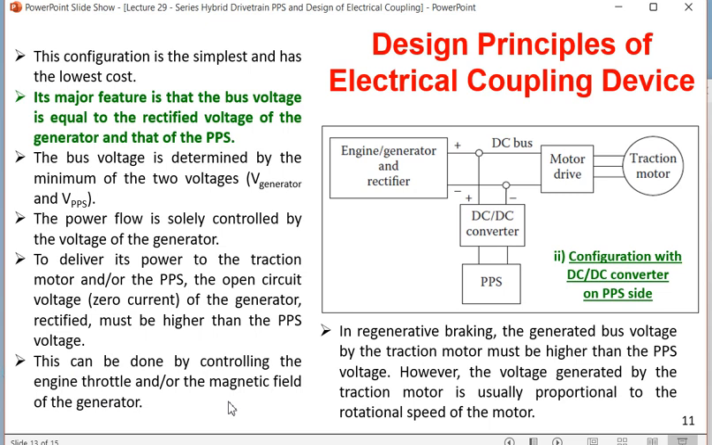In regenerative braking, the power will come from the traction motor through the motor drive and the DC to DC converter to the PPS. Regenerative power can never go to the engine because there is no path for that. But from the traction motor through the motor drive to the DC to DC converter, regenerative power can come to the PPS. So some discussion about the regenerative power here. In regenerative braking, the bus voltage generated by the traction motor must be higher than the PPS voltage. However, the voltage generated by the traction motor is usually proportional to the rotational speed of the motor.